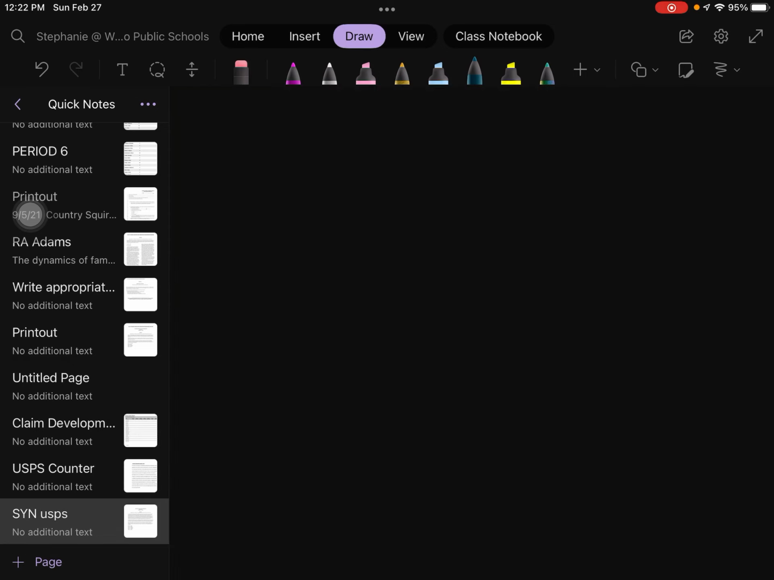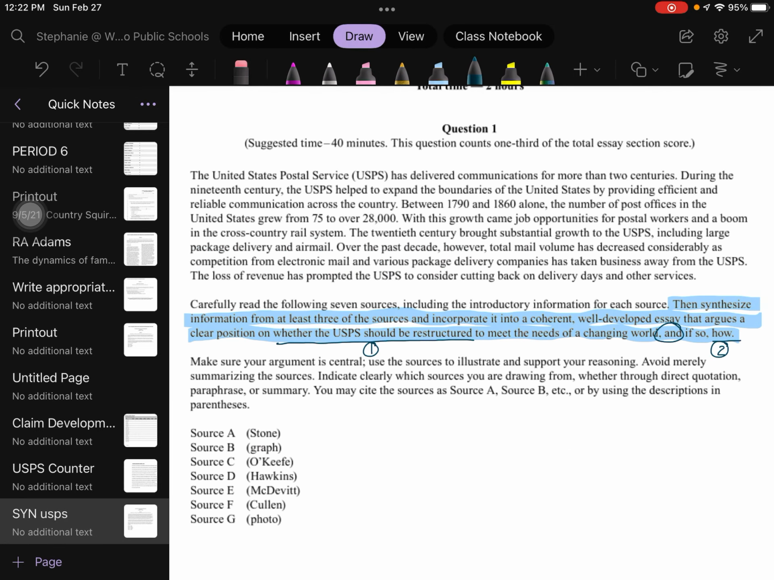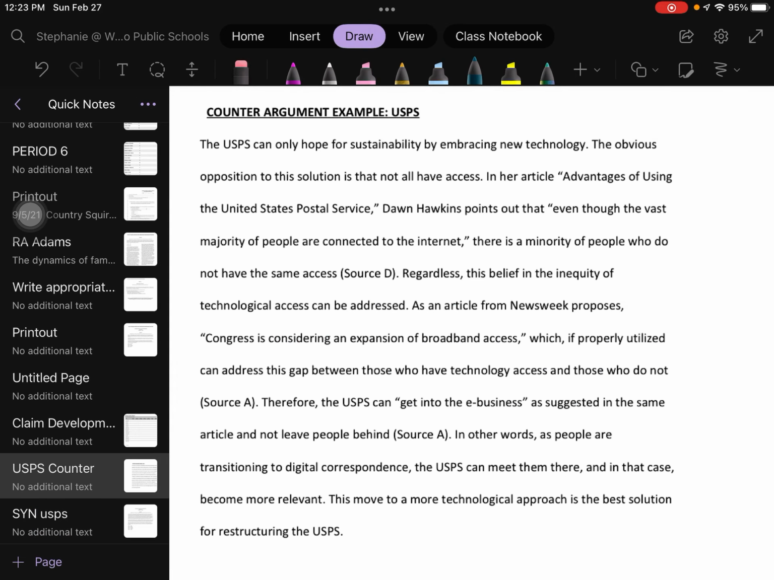So again, remember, our prompt is to take a position on whether the USPS should be restructured, and if so, how. So based on what I've just read you, clearly this is an argument in favor of restructuring the USPS, particularly by asking them to embrace new technology, which would be the how part of that task statement. So I'm going to mark this up, do the same on your own, but I want to point to a few different things in this sample body paragraph.